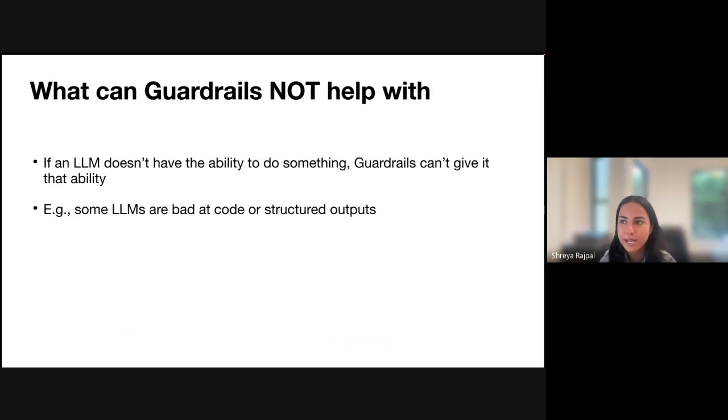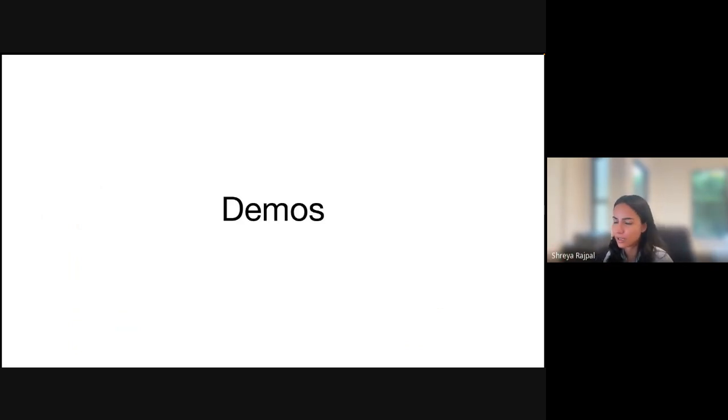What Guardrails cannot help with: if the large language model does not have the ability to do something, Guardrails will not give it that ability. For example, some large language models are bad at generating code or bad at generating structured outputs. In that case, Guardrails is not going to make the LLM better at that. But if the LLM has that capability, Guardrails would make sure that if you're running an application that uses that ability at scale, your success rate increases compared to just using the raw large language model.